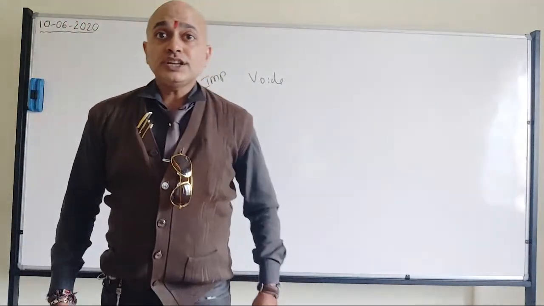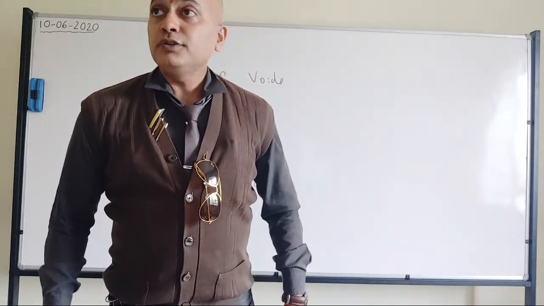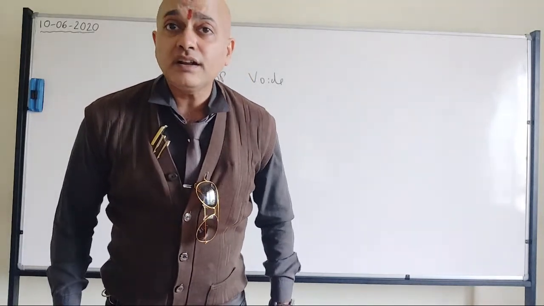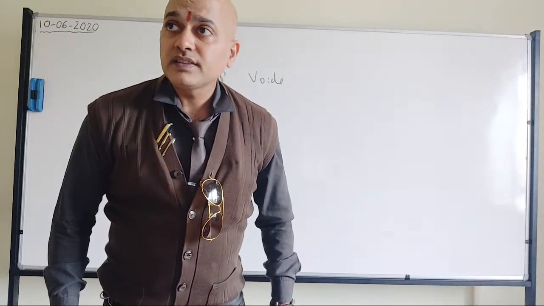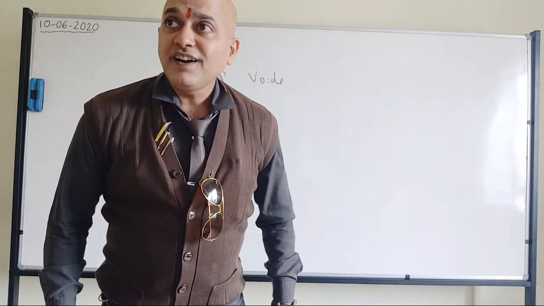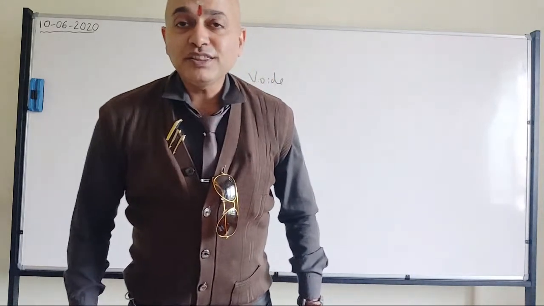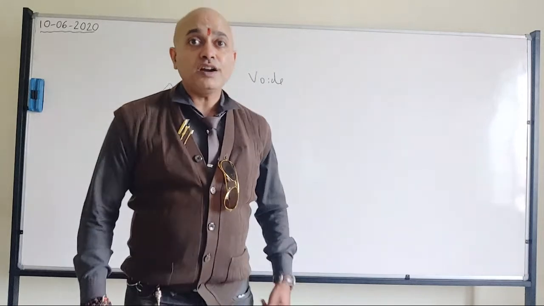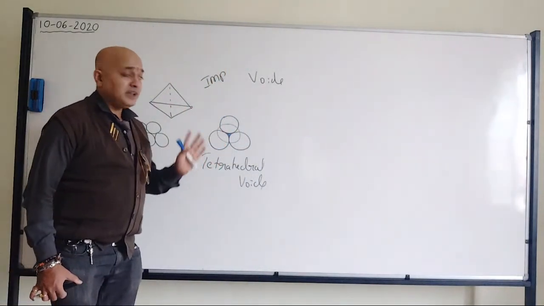Now the question is very simple. How many atoms are involved during the formation of a tetrahedral void? What should be the answer? How many atoms are involved during the formation of a tetrahedral void? Naturally it should be 4.